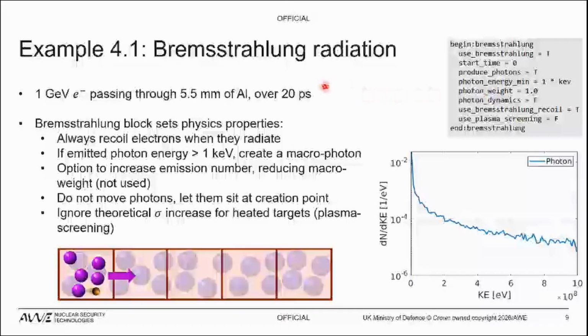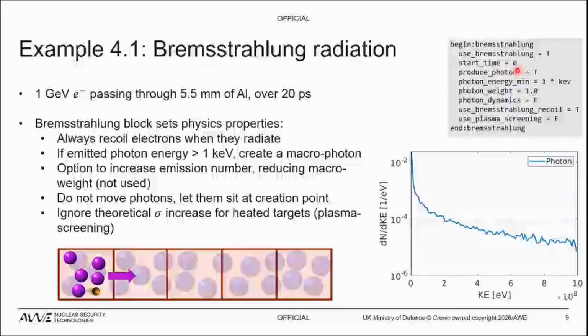So here's a little example of what you could do. Example 4.1 models Bremsstrahlung radiation. We will start with an electron bunch in one cell, and we will let it propagate through a background medium of ions, and we will track the macro photons that are created over that simulation. In order to do this, we interface via this Bremsstrahlung block. It is listed in the EPOCH documentation. Switch Bremsstrahlung on, have it run for all times.